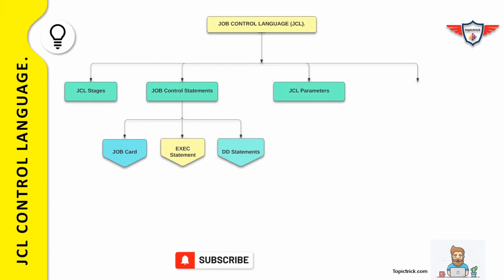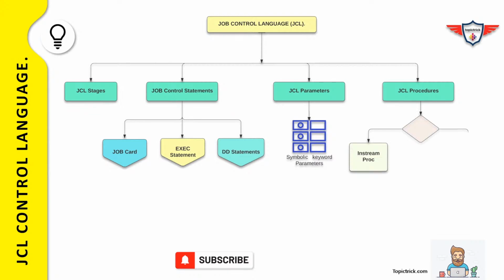After that we will look at JCL parameters that include both positional and keyword parameters. In fact, we will look at a couple of important parameters that are used when you are writing your JCL. After that, we will also look at JCL procedure. In this section, we will focus on instream procedure and catalog procedure. And in fact, how to override the parameters using the SET statement.